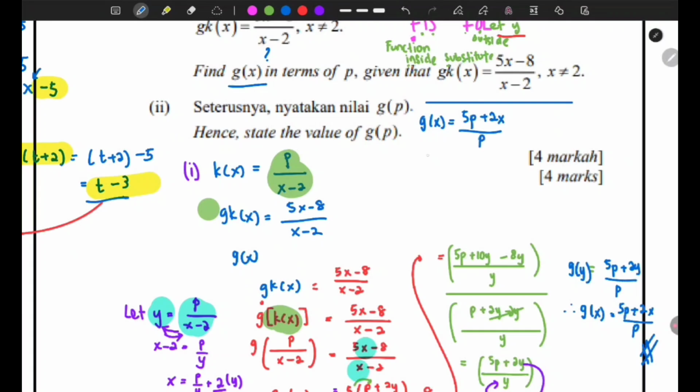and now they say find gp, so your x is now p, so replace it with p. gp 5p plus your x is now p over p, so how much? 5p plus 2p, 7p. 7p over p, p cut, get 7. So there you go, my gp is equals to 7. Done.